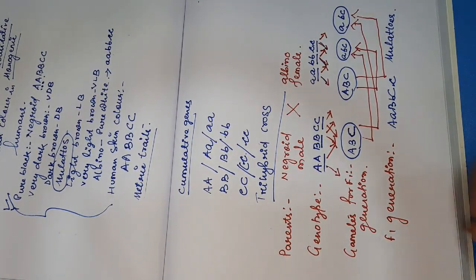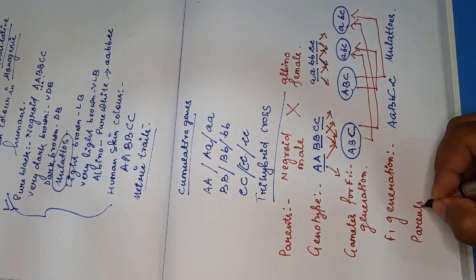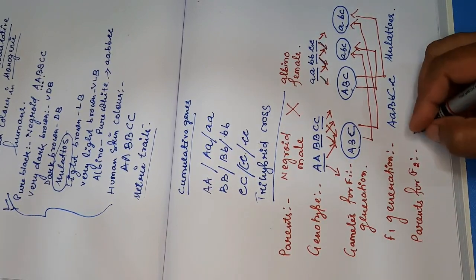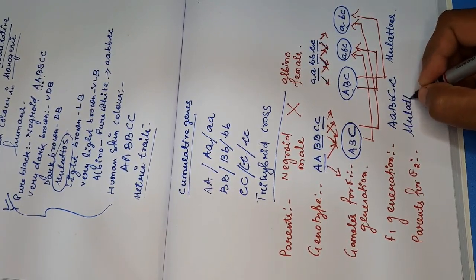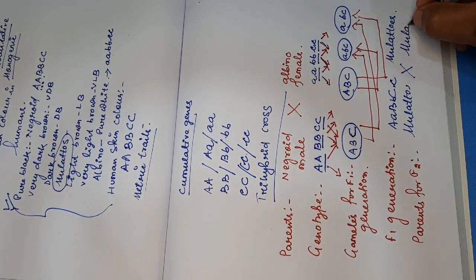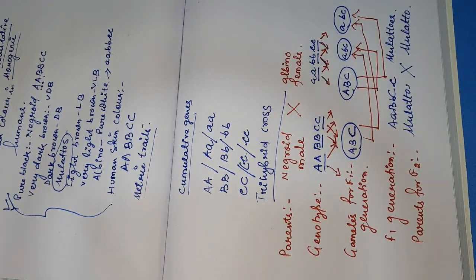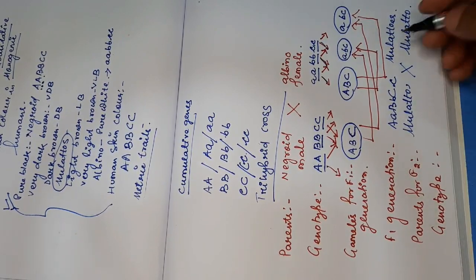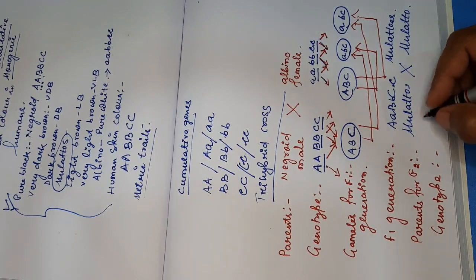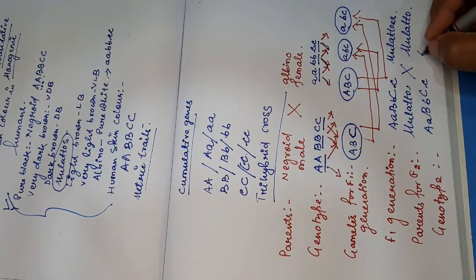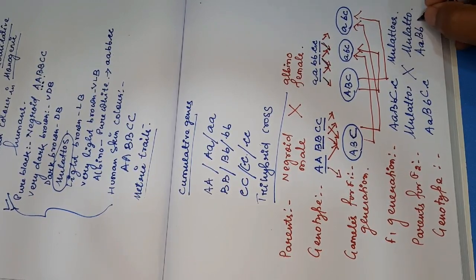So parents for F2 will be a mulatto male crossed with another mulatto female. Obviously they will be having only one genotype, what we have written over here. So the genotype for this male parent will be capital A, capital B, small b, capital C, small c. For this also capital A, capital B, small b, capital C, small c.